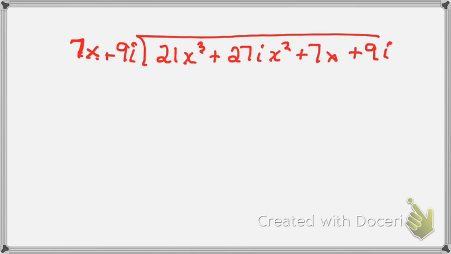So how do I start this problem? You ask yourself, what times 7x will give me 21x cubed? 3x squared. So that's what goes up top, a 3x squared. And now what do I do with the 3x squared? Multiply it times 7x, multiply times both of these and write it underneath these two, right? So then I get a 21x cubed plus a 27ix squared.